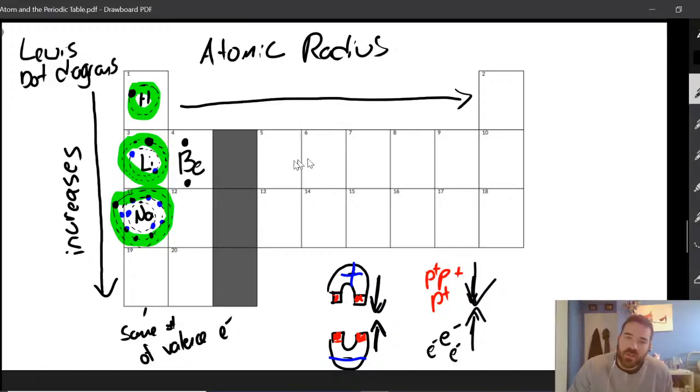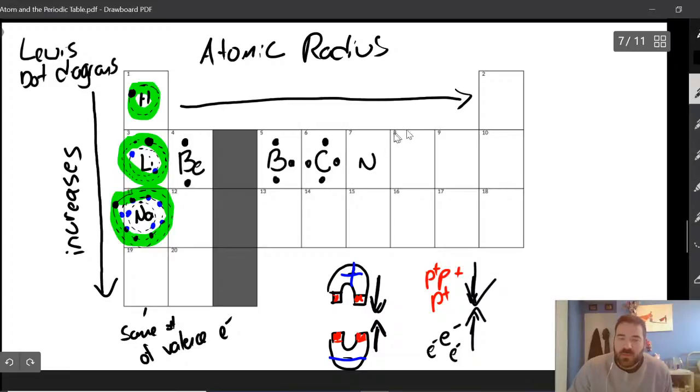And as I move on, I'm going to go on to boron, which is going to have an extra proton and an extra electron from beryllium, so it's going to have 3 electrons. And then I'm going to move to carbon, which has 4. And then nitrogen, which has 1, 2, 3, 4, and now that I have a 5th one, I'm just going to start pairing them up like that. Oxygen has 6, 1, 2, 3, 4, 5, 6. And then we have fluorine, which has 7. And then we have neon, which has 8.